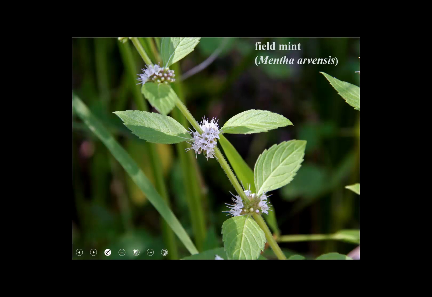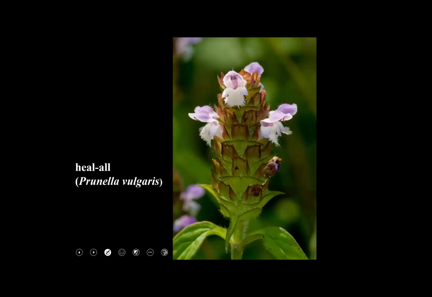Here the flowers aren't zygomorphic. They're virtually radially symmetric. But it's the totality of characters, not an individual trait that's off here or there, that's going to change the fact that it's in the mint family. Very fragrant, nice square stems and opposite leaves, field mint.